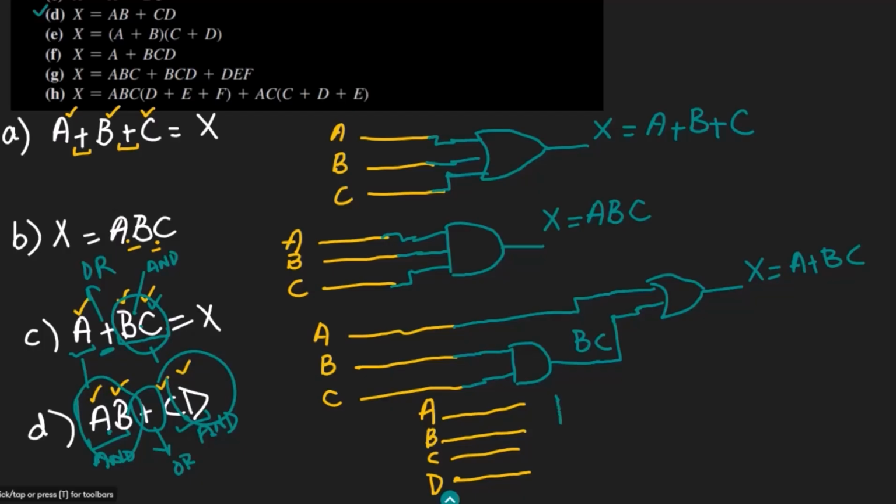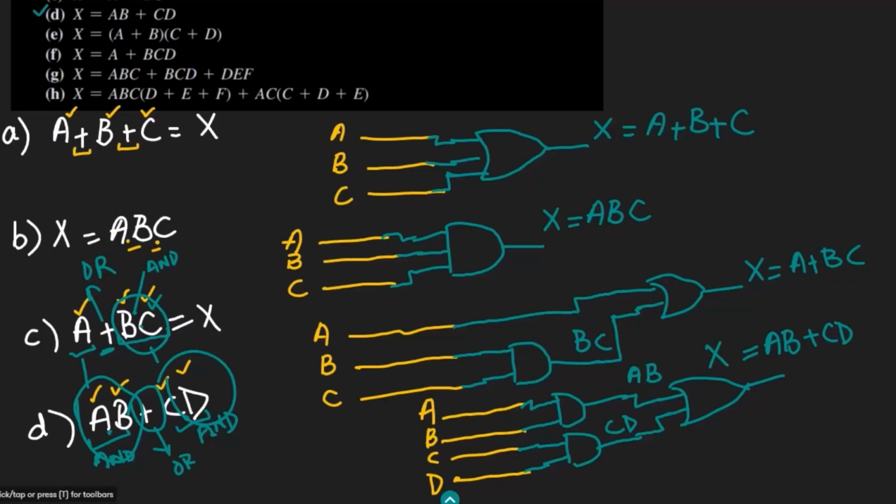So let me do the same here. So A and B. Okay, so here these two will be given and here I will get AB. Similarly here C and D. Okay, 2 inputs will be given and here I will get CD. After it these are added together, so therefore here I will have this OR gate with 2 inputs. These outputs are given to it and here we will get AB plus CD, and this is equal to X, and this is the answer of part D which we had to find.